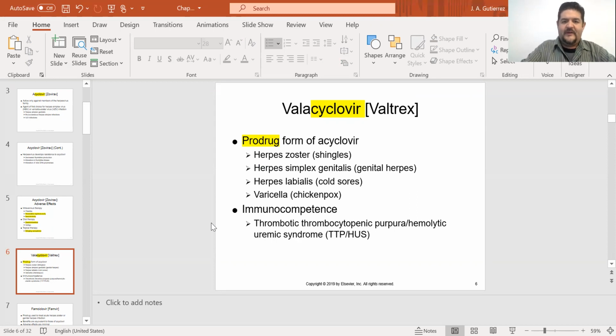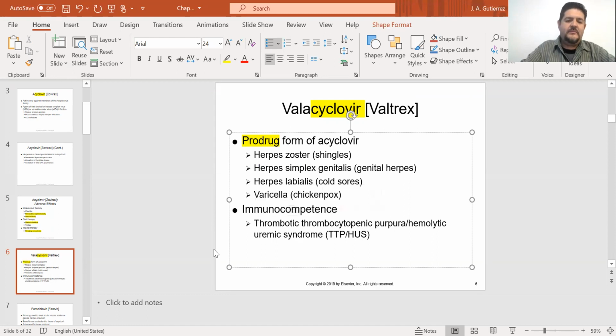Another use for valacyclovir is for autoimmune bleedings of the skin. Basically, the body attacks the platelets of the body. The antibodies attack the platelets, and that's going to produce a purpura, skin bleeding. And same thing with hemolytic uremic syndrome. The autoimmune system starts attacking the platelets of the body, and it's going to increase that bleeding that we see on the skin.